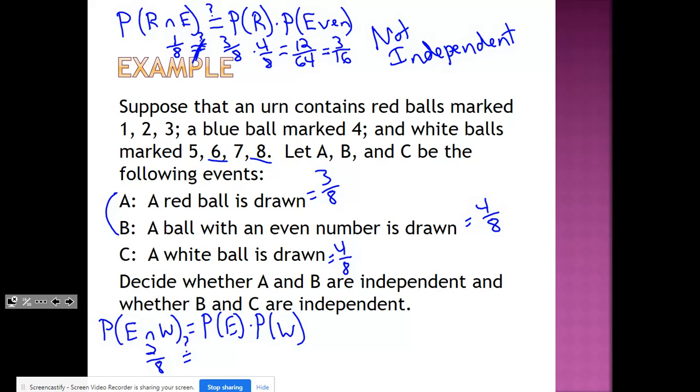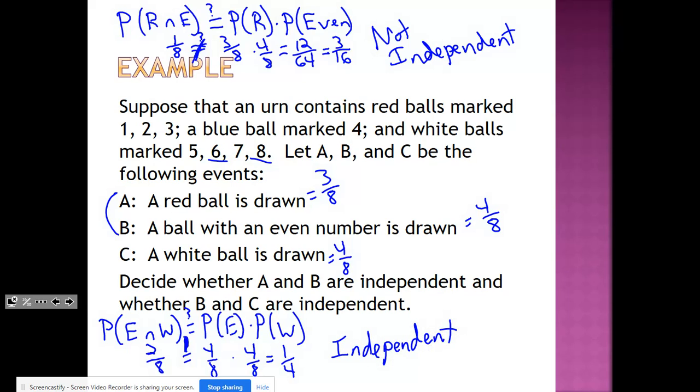Probability, again, we're checking this. We haven't shown it yet. Probability of even, we already found, is 4 out of 8. Probability of white was 4 out of 8. Okay, 4/8 times 4/8, that's just a half times a half, which is 1/4, right? Or you can multiply it out and do 16 over 64 and reduce it, but that's 1/4. That's the same as 2/8. So no question anymore, they are equal. So these are independent events.